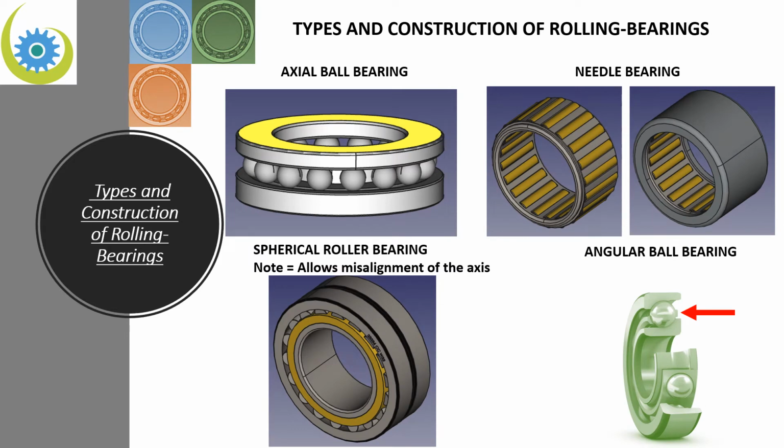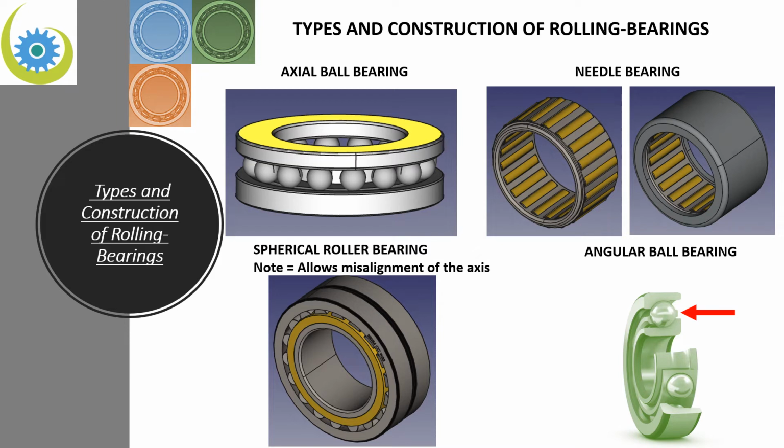So now let us go on with types and construction of rolling bearings. Here we find some pictures taken from 3D drawings of these bearings. On the left side, we will begin with the axial ball bearing. The axial ball bearing, remember it from the first slide, can only support or transmit axial forces. In this case, the rolling elements are balls, but they can also be, for example, rollers. If we use rollers instead of balls, we will increase the axial load capacity.